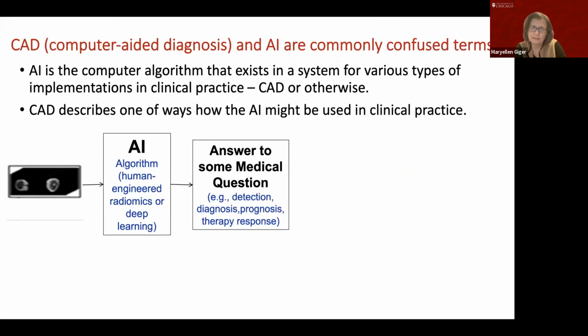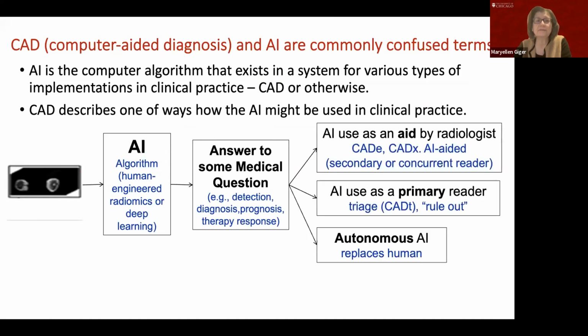I put this slide in here because CAD and AI are commonly confused terms. I've heard people say, we're not doing CAD anymore, we're doing AI. However, now people are starting to reuse the term CAD, which is good. AI is the computer algorithm that exists within this whole system for various types of implementation in clinical practice. One such implementation is CAD, computer-aided diagnosis. It describes one of the ways how AI might be used in clinical practice.